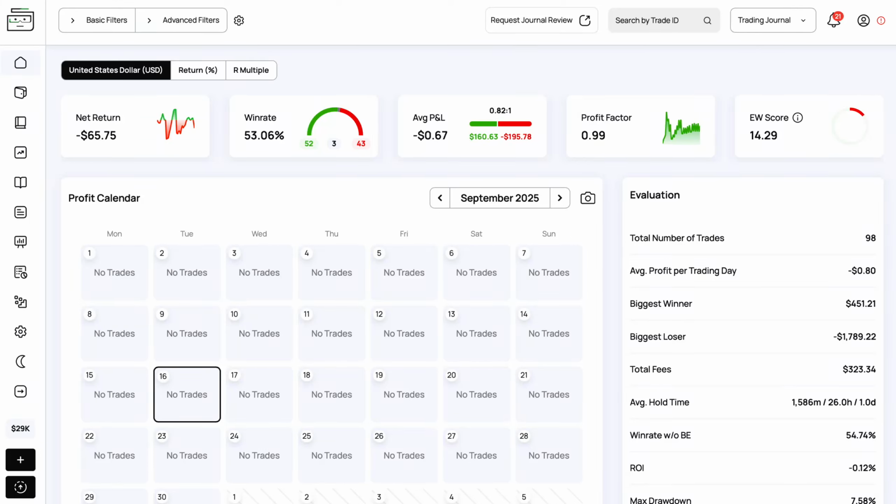So when you're pulling up your Edgewonk trading journal and you just want to get an idea of where you currently are, or maybe you want to find areas in your trading that need improvement and that you can work on, here are 6 things to check about your trading.